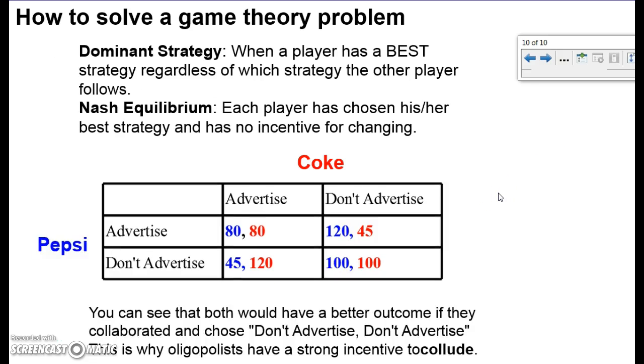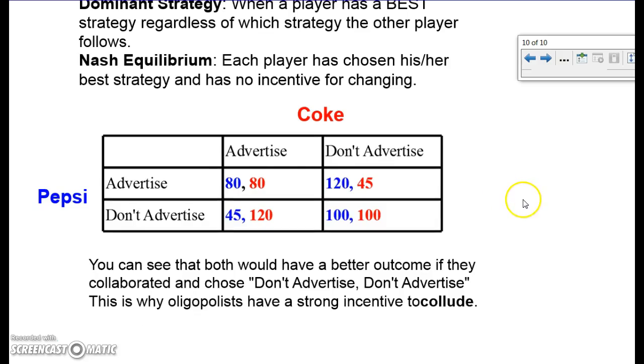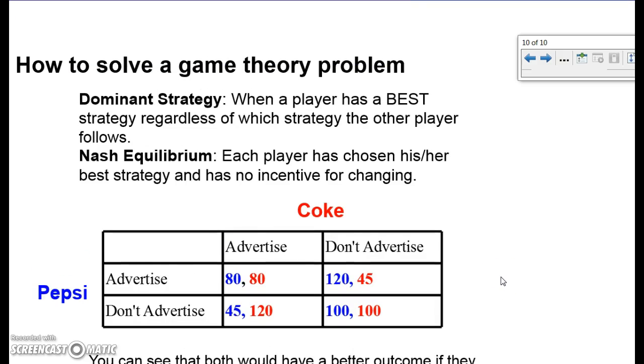All right, so this is just a summary, okay? And this also explains why they often end up, you can see, advertise is actually a worse position for both of them than don't advertise. And this is why oligopolists have a strong incentive to collude or work together to overcome those forces.